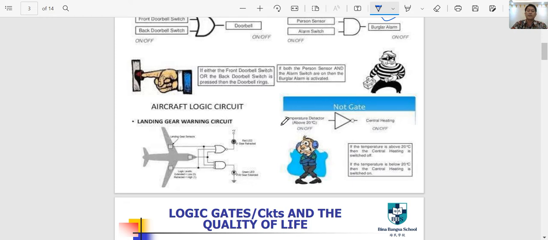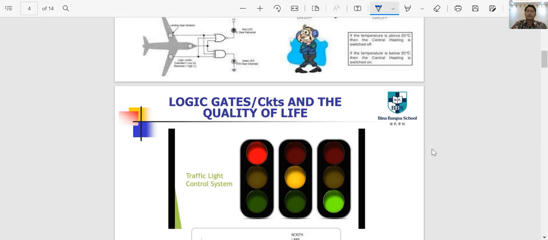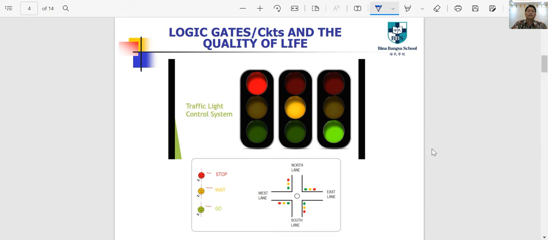Also, temperature detector, or there is of course the application of central heating system in an office or a building or an industrial complex, or maybe just your room. So these are applications of logic gates. And also on the street, the traffic light control system is based upon the principle of the operation of logic gates. Okay, so this is considered one of the best examples or applications of logic gates.